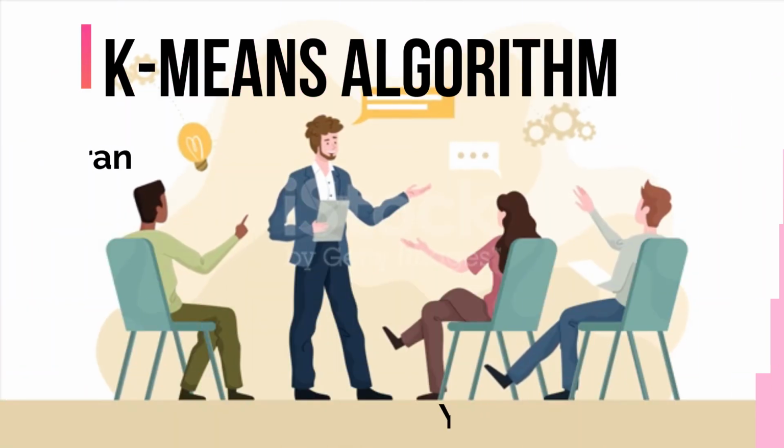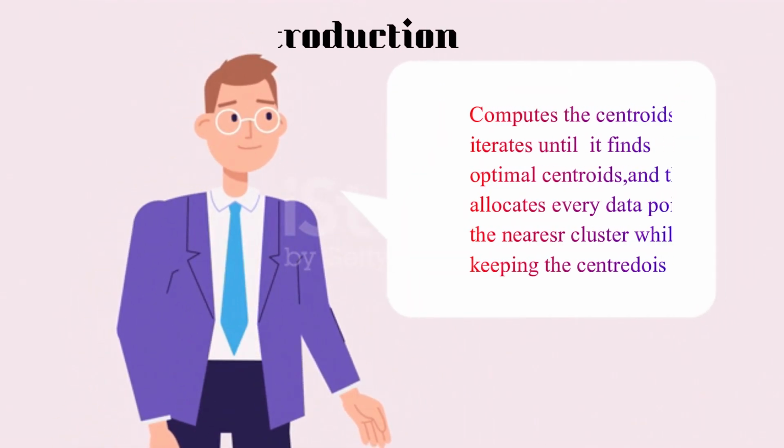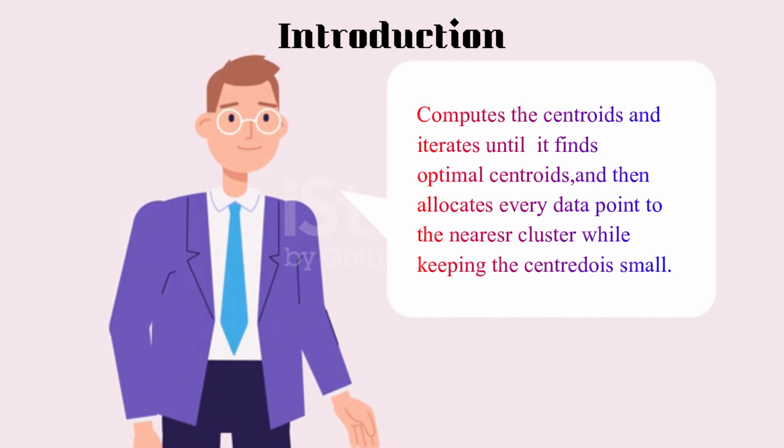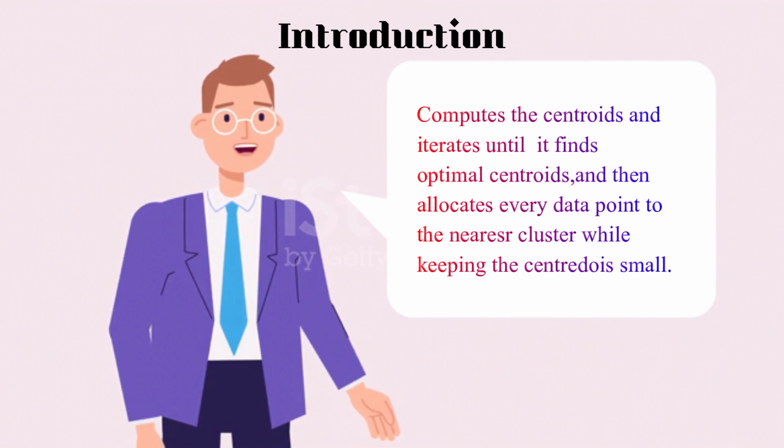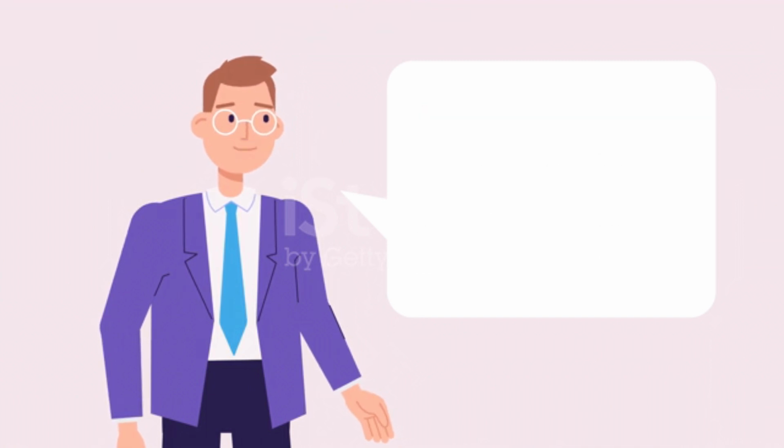Today, we will discuss the implementation of the k-means algorithm. As for introduction, it computes the centroids and iterates until it finds optimal centroids, and then allocates every data point to the nearest cluster while keeping the centroids small.